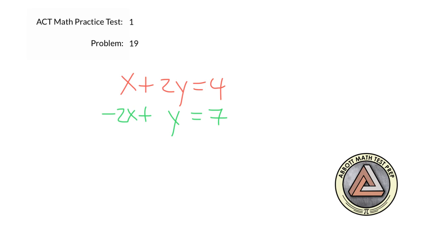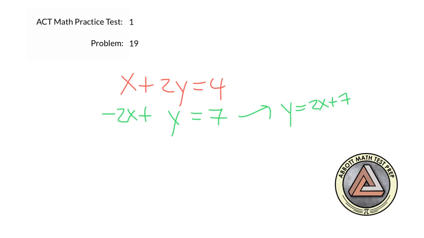I mean, it really doesn't matter which one you work with, but I'm going to temporarily solve for y, so to speak, by adding 2x to both sides. So we end up with 2x plus 7. Now, in case you're confused about that, all I did was add 2x to both sides of the equation, and then I end up with y equals 2x plus 7.